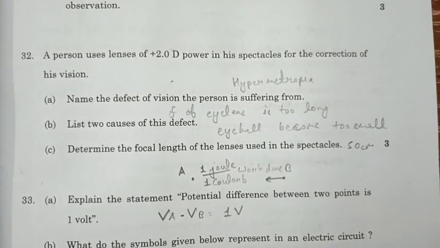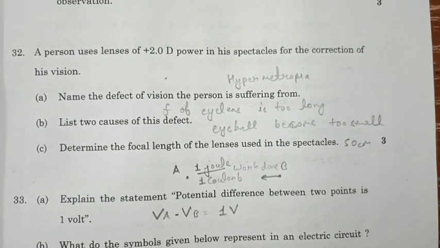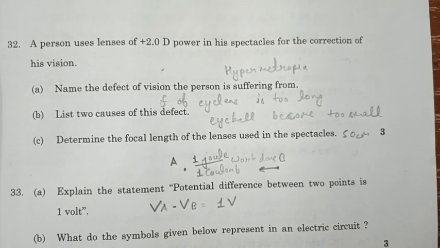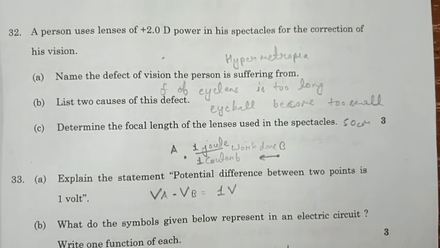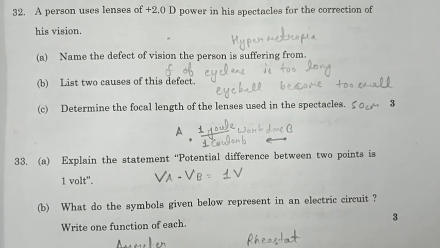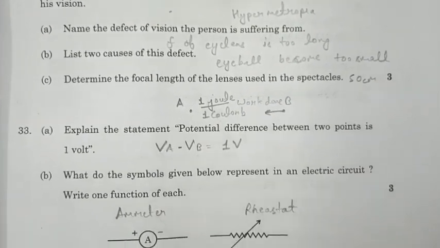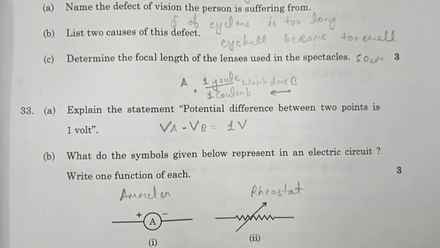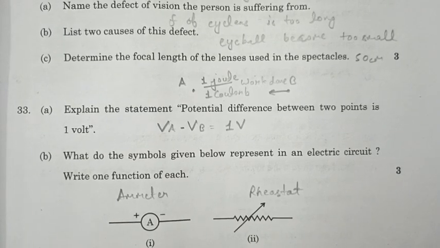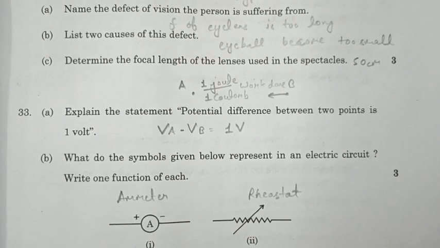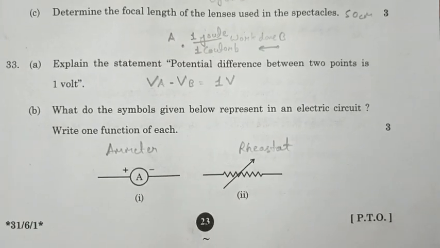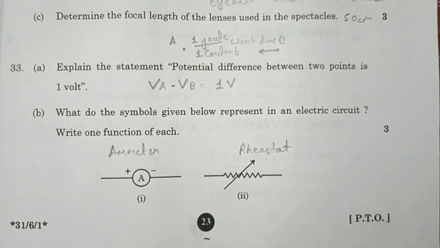Question number 32. Name the defect of vision the person is suffering from, that is hypermetropia. 2 causes: focal length of eye lens is too long, eyeball becomes too small. The focal length of the lenses used in the spectacles is 50 centimeter. Potential difference between 2 points is 1 volt. That means 1 joule is the work done for 1 coulomb of charge moving from point B to point A. Option B, the first is ammeter, the second is rheostat.